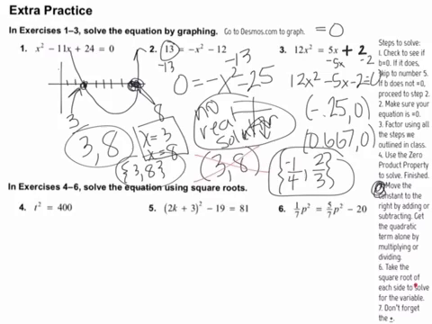Now it says take the square root of each side to solve for the variable. So I'm going to take the square root of each side. The square root of t squared is t, and then the square root of 400 is 20.